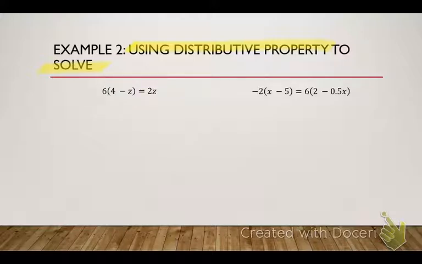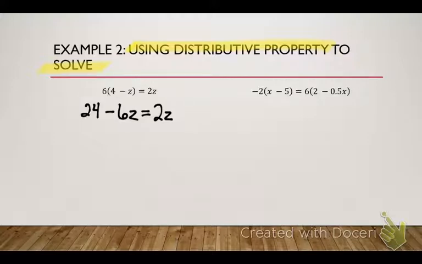All right, so write down the first one. 6 parentheses 4 minus z equals 2z. Go ahead and write that down. If you have an idea of how to distribute, go ahead and do that. What's 6 times 4? 24. And what's 6 times negative z? Negative 6z equals 2z. Now I want you to decide, would I add the 6z to the right side or would I subtract 2z? Don't say it out loud. Go ahead and do it on your paper and then solve for z.